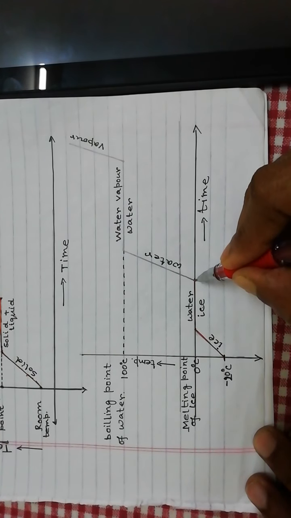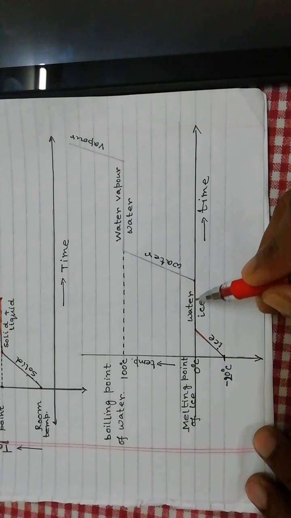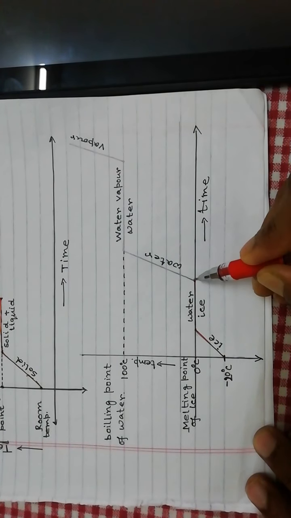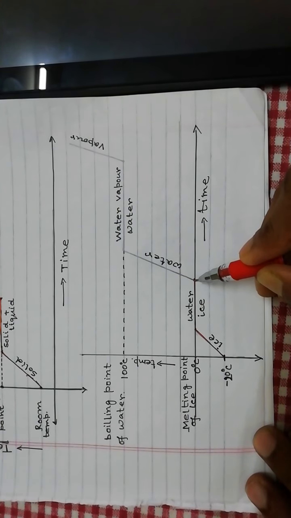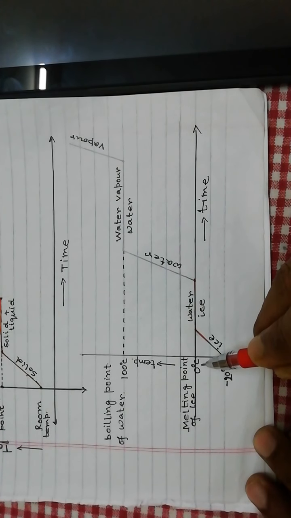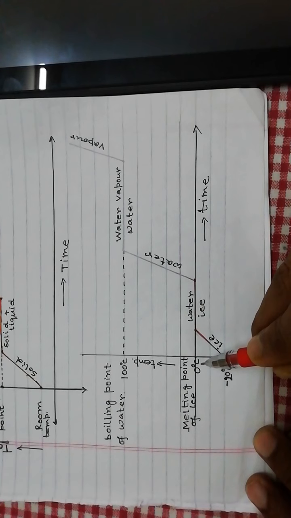When it reaches that point, the total amount of ice is converted into water, but the temperature remains at 0 degrees centigrade. That means in that portion, ice and water coexist. At that point, total ice is converted into water, but the temperature of that water is 0 degrees centigrade.